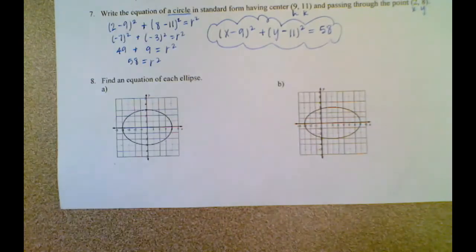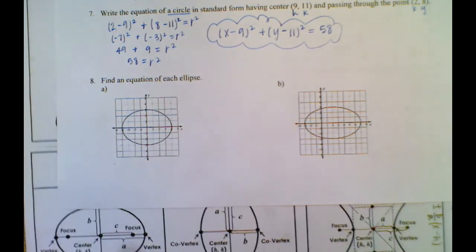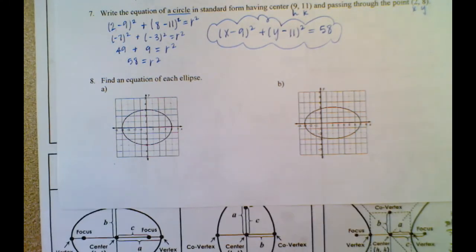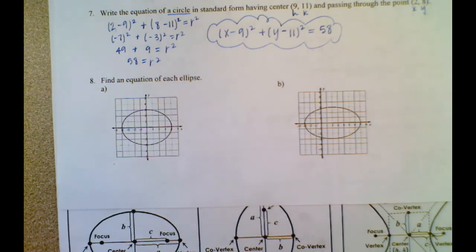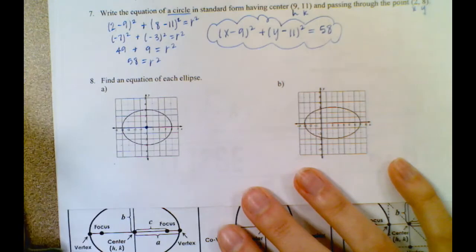All right, number 8. Find an equation of each ellipse. So now I'm giving you the graph, and you have to come up with the equation. Let me get my formula sheet over here for the ellipse. It definitely looks like this guy over here, right? Here's my center. It's at 0, 0.